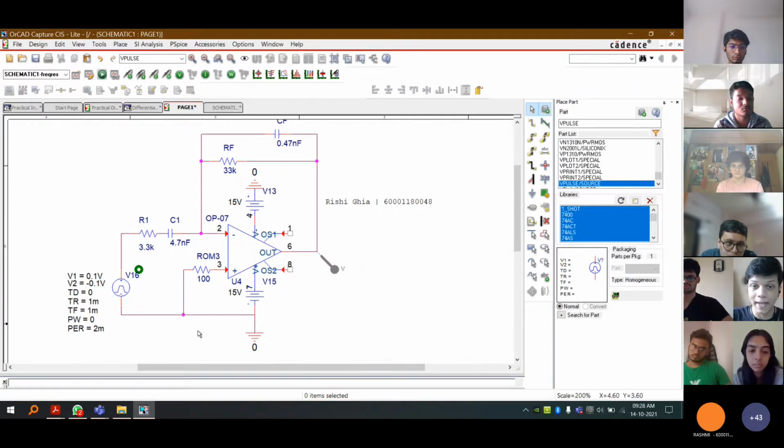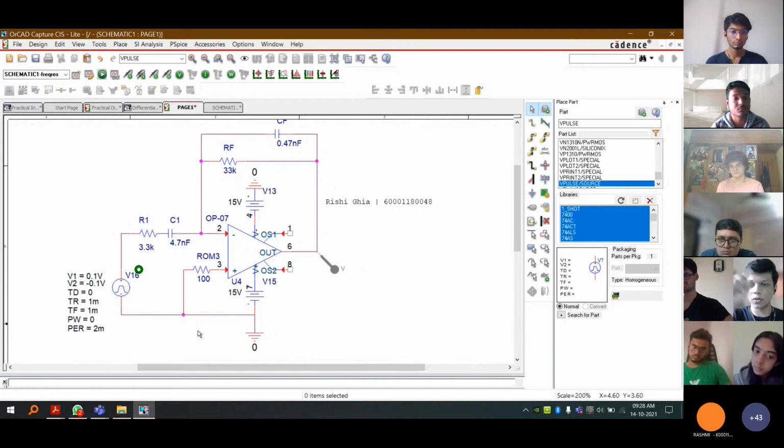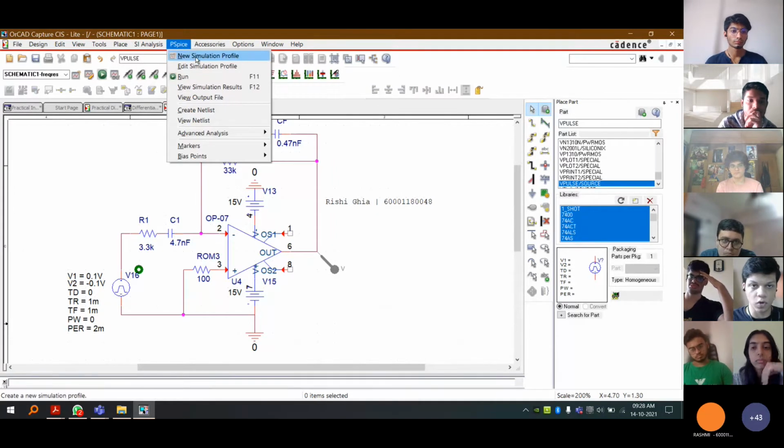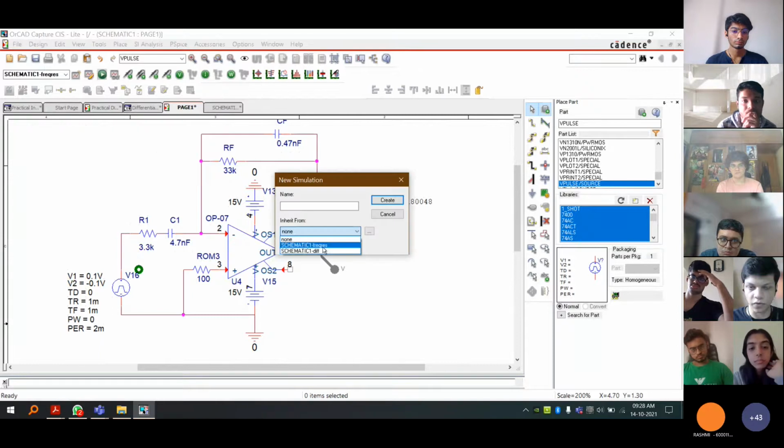And the period will have to be twice your rise time or your fall time, because the amount of time it rises plus the amount of time it falls is your time period. Since we have 2n here, we're running this at 500 hertz as of now. So we're going to make a new simulation profile, inheriting our settings from the diff simulation profile, not the frequency response simulation profile. We'll name this triangular.